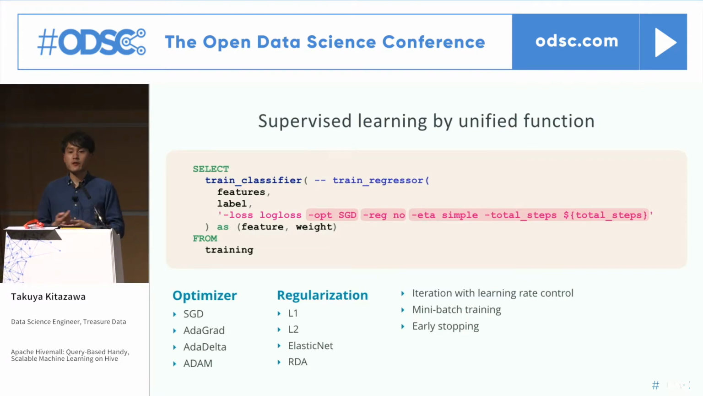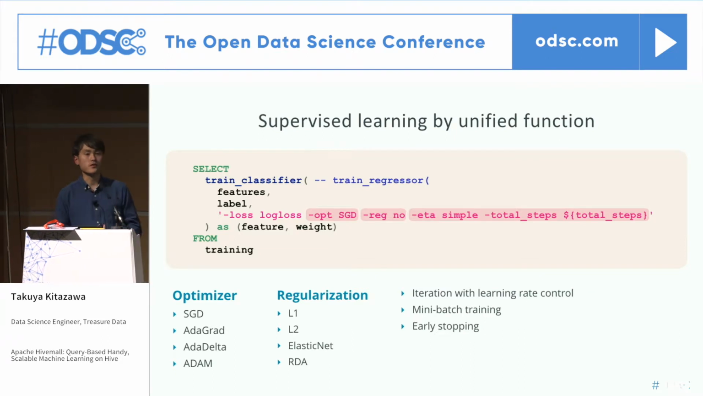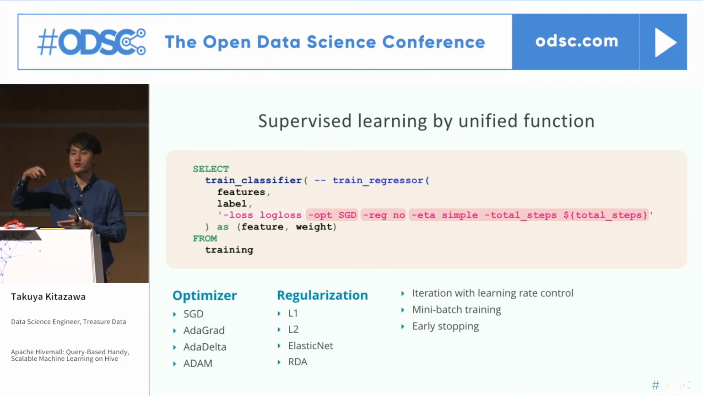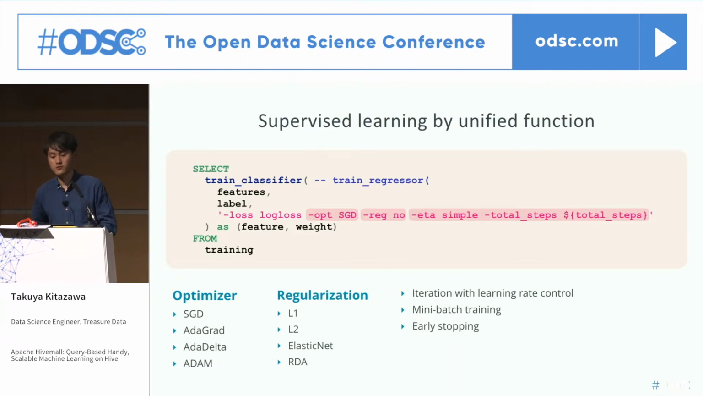you can adaptively control the learning rate over the iterations for stochastic gradient descent training. Or you can do mini-batch training if you want. Or some early stopping option exists in order to finish your training as soon as possible, when the loss is converged.